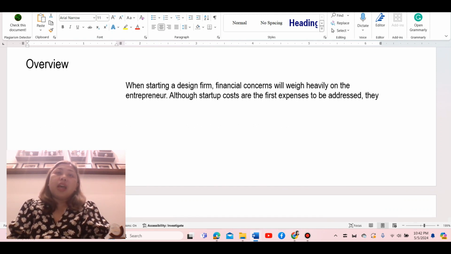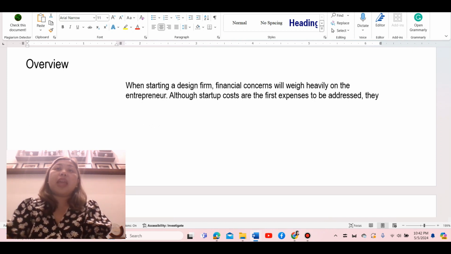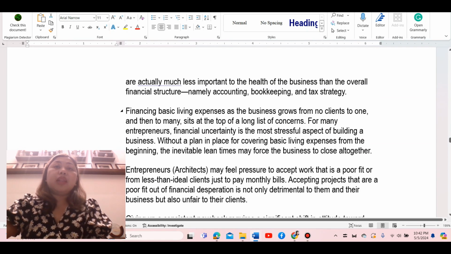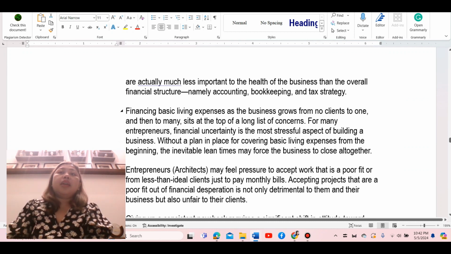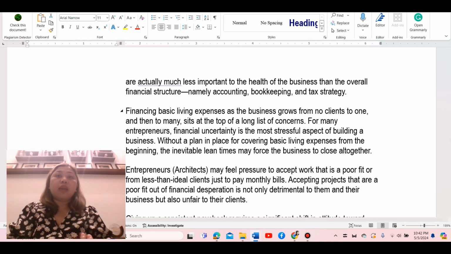When starting a design firm, financial concerns will weigh heavily on the entrepreneur. Although startup costs are the first expenses to be addressed, they are actually less important to the health of the business than the overall financial structure, namely accounting, bookkeeping, and tax strategies.